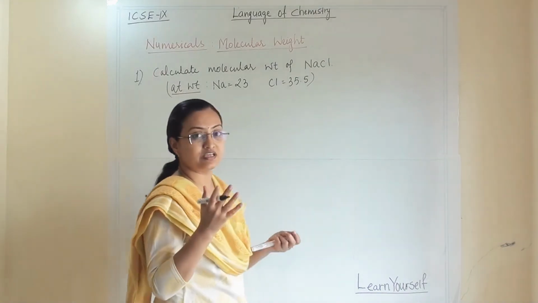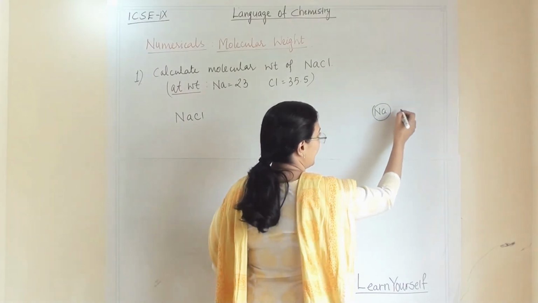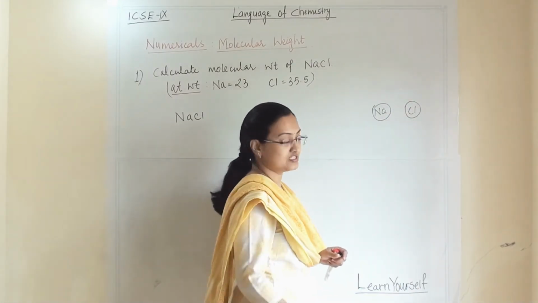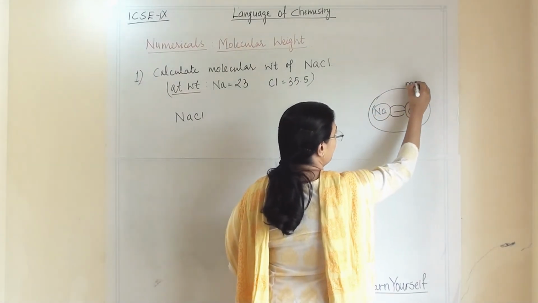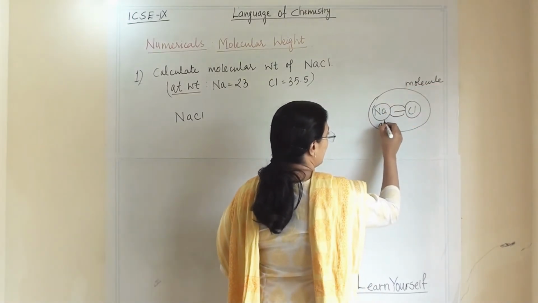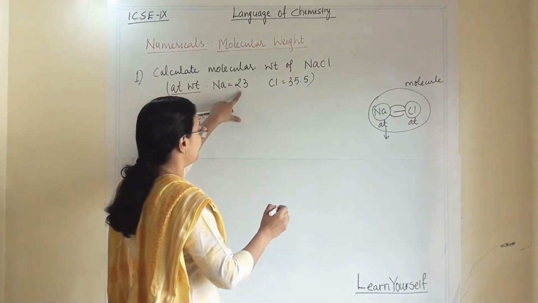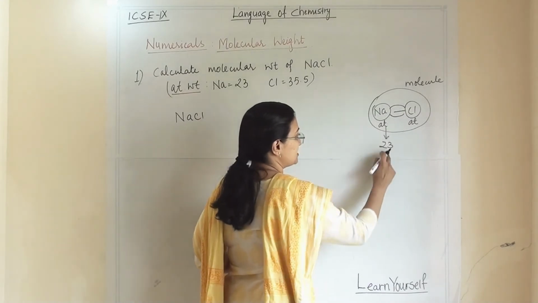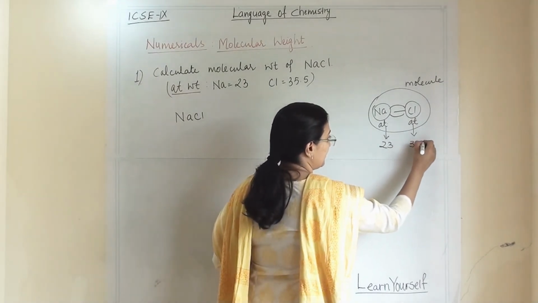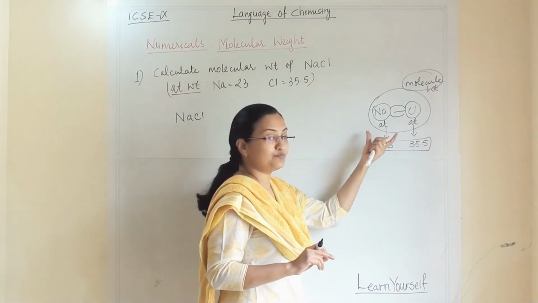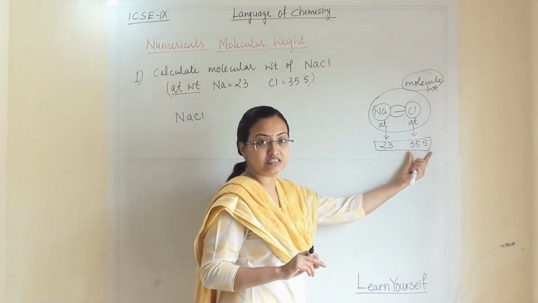Now what is the difference between atom and molecule? This is an atom of Na, this is an atom of Cl. They both will combine and form one molecule. These two are atoms. So whatever weight they have given, it is for the atom. This is 23, the weight of this atom. 35.5 is the weight of this atom. In this particular molecule, there are two types of atoms. First is sodium, another one is Cl.